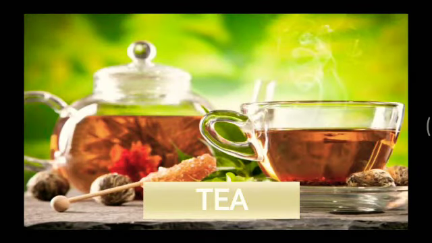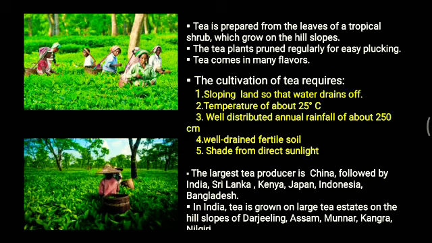Yes, we all know tea is one of the most popular beverages throughout the world. It's not only in India, everywhere. Now, tea is prepared from the leaves of a tropical shrub, which is basically grown on the hill slopes. The tea plants are pruned regularly for easy plucking. Now, the workers have to pluck two tender leaves and a bud from each stem.